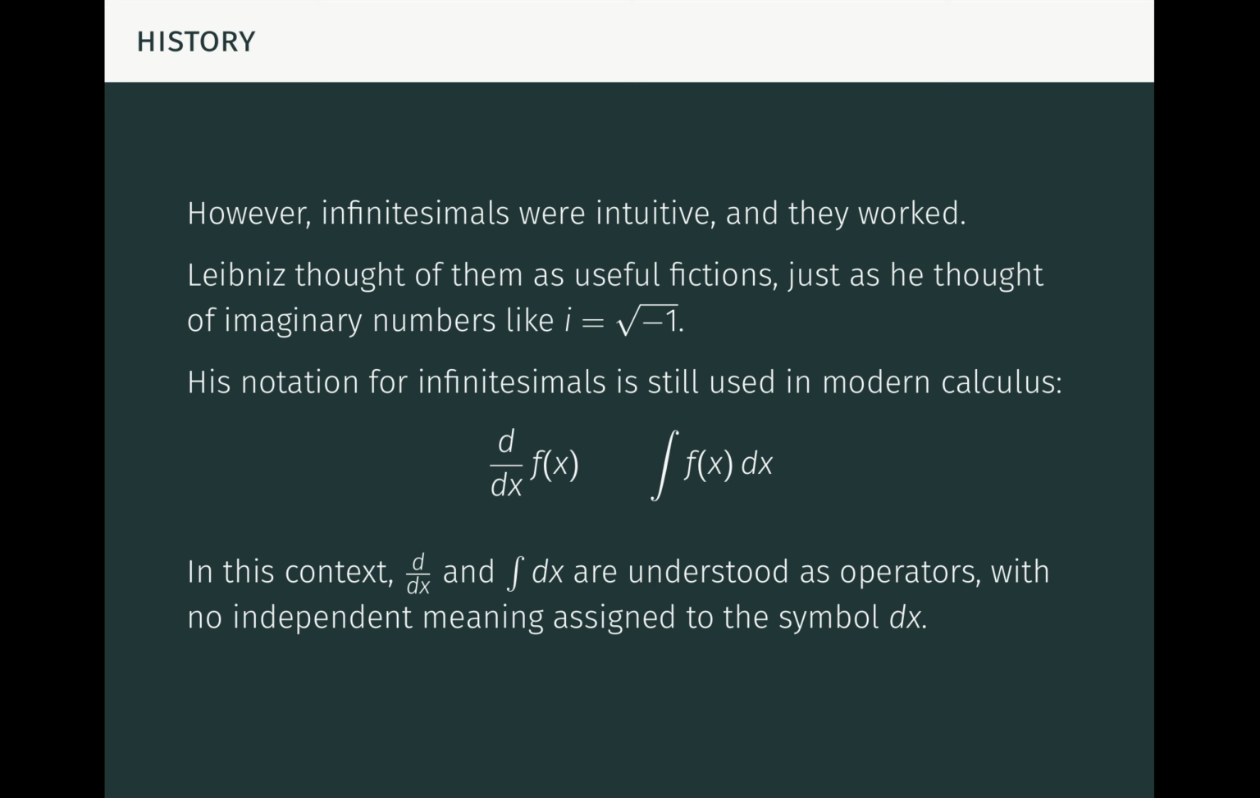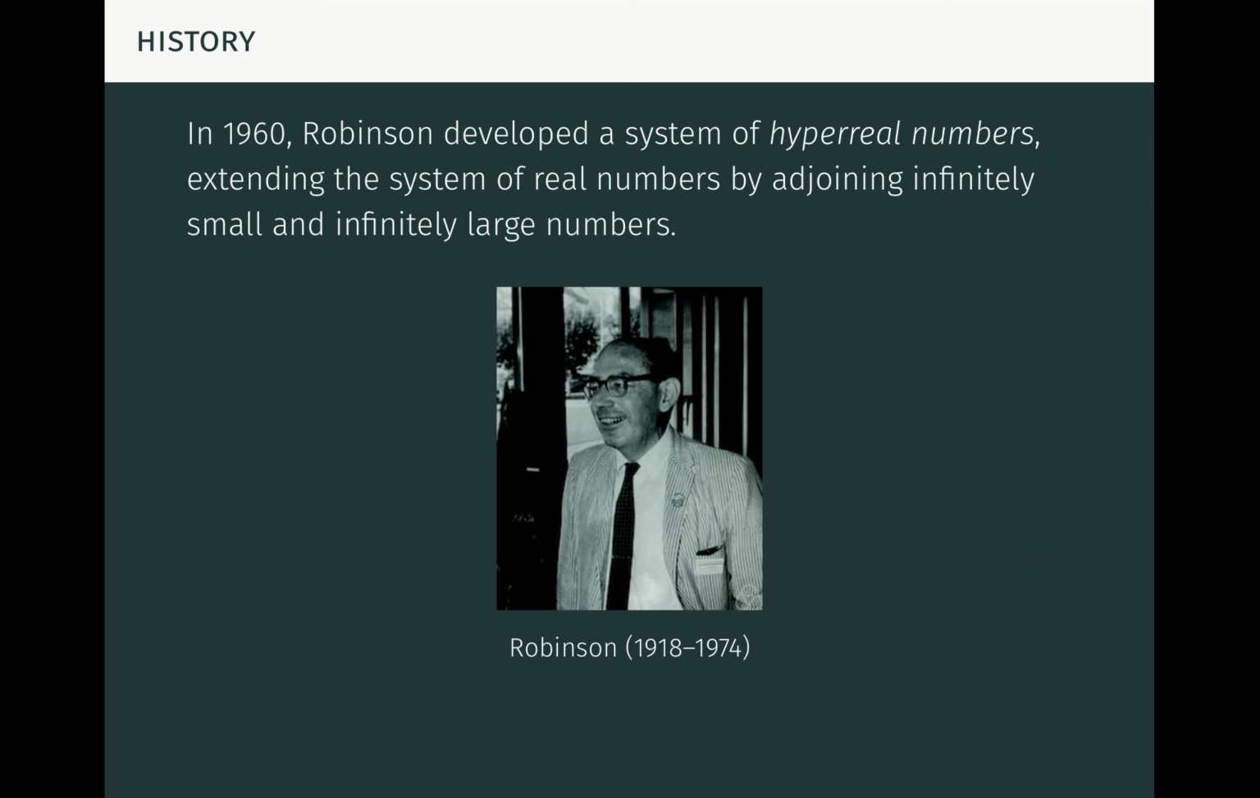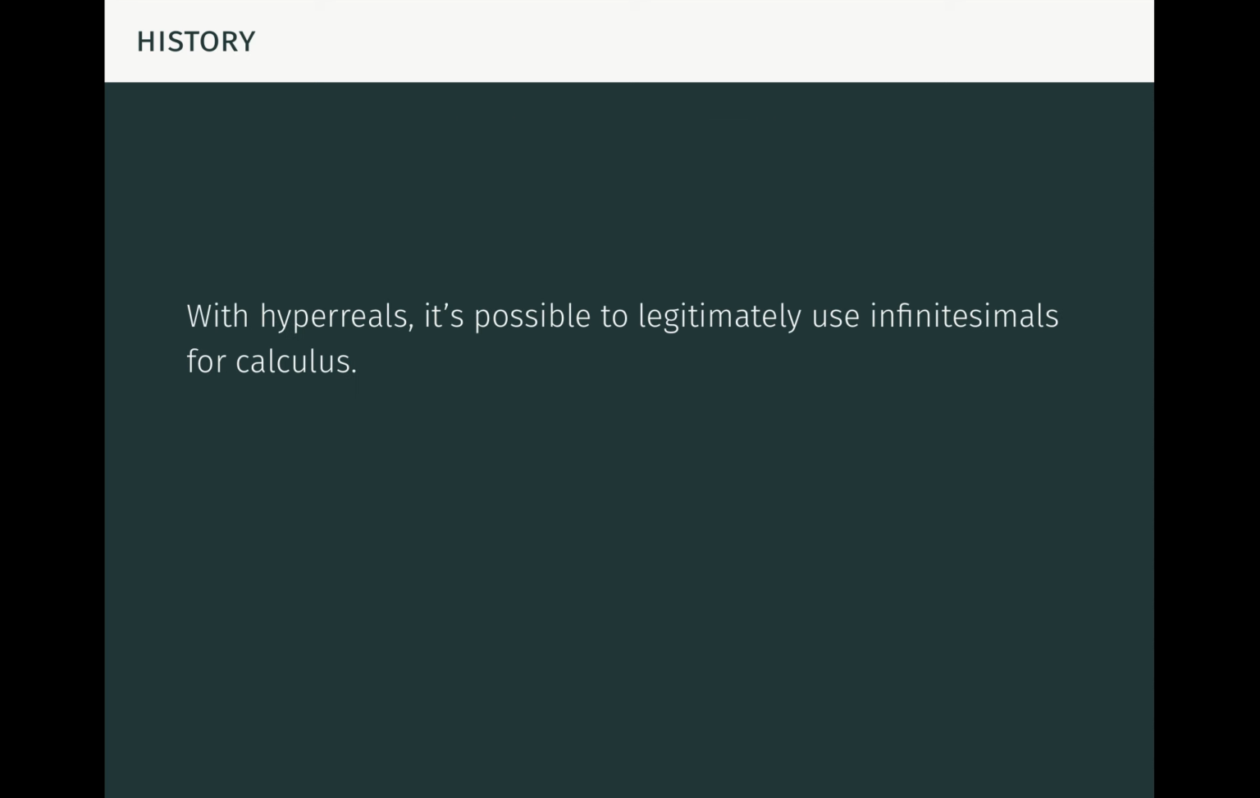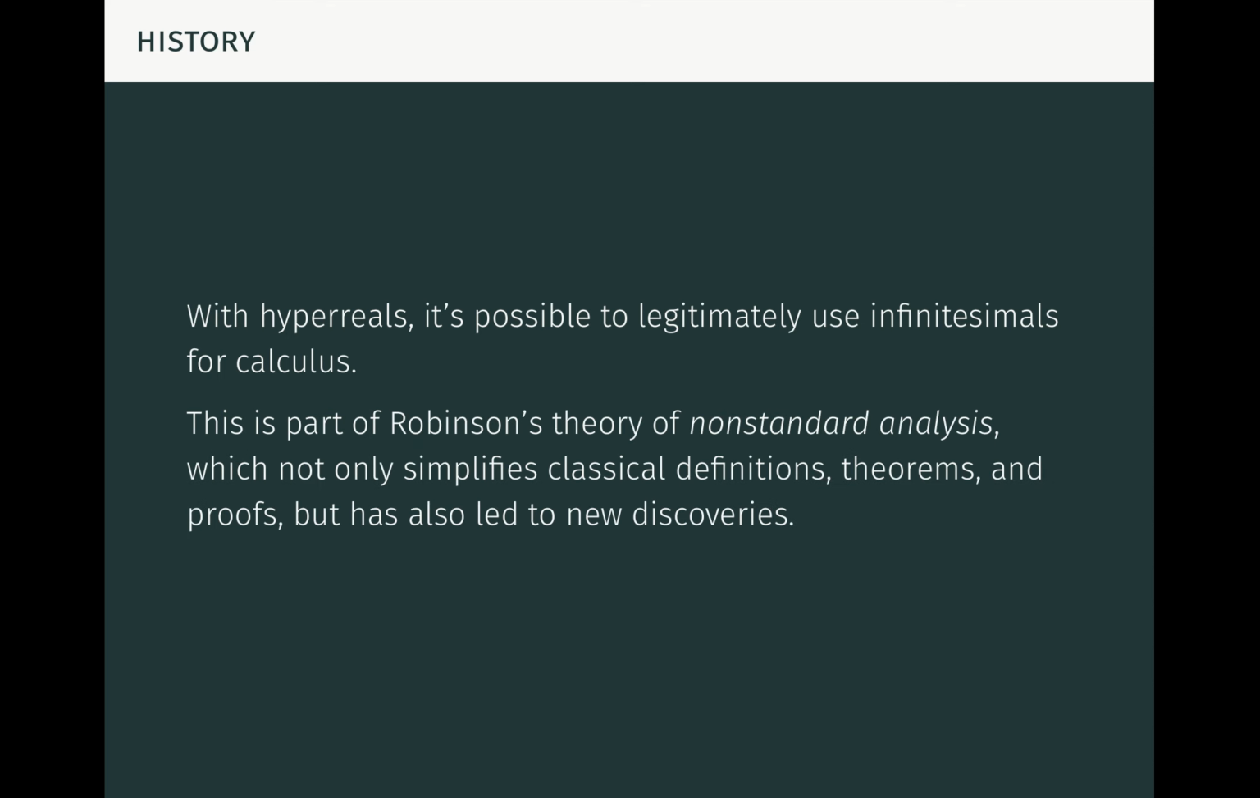In 1960, Abraham Robinson developed a system of hyperreal numbers, extending the system of real numbers by adjoining infinitely small and infinitely large numbers. With hyperreals, it's possible to legitimately use infinitesimals for calculus. This is part of Robinson's theory of nonstandard analysis, which not only simplifies classical definitions and theorems and proofs, but has also led to a number of new discoveries.